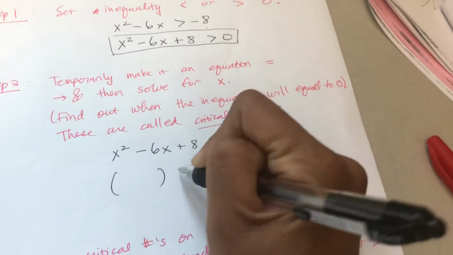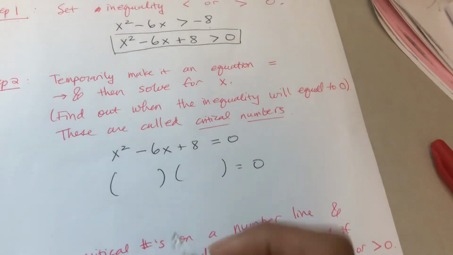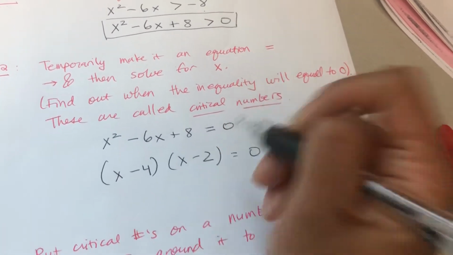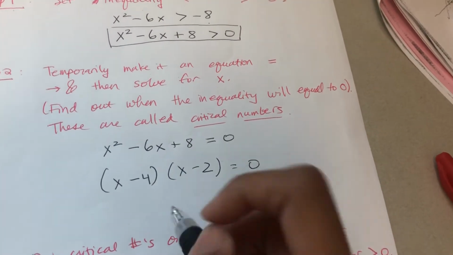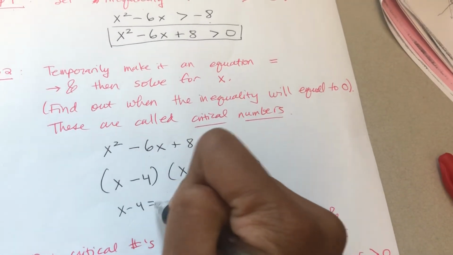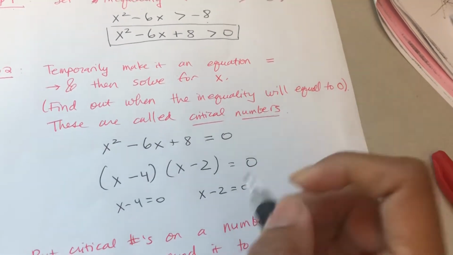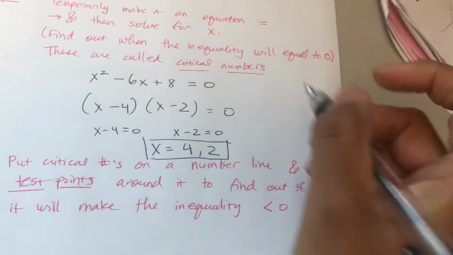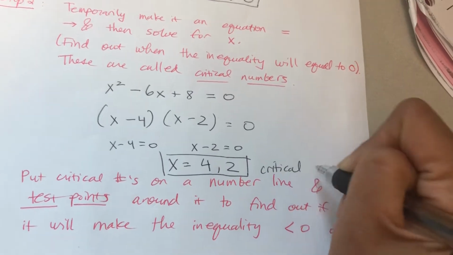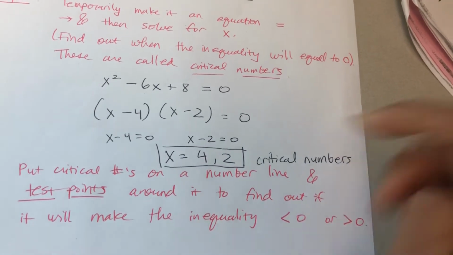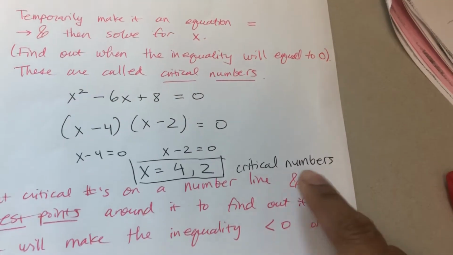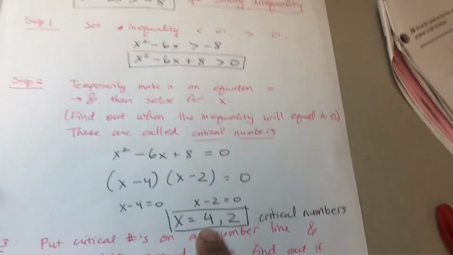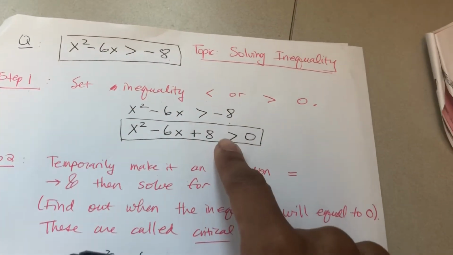So I'm going to factor this. Hopefully at this point you are pretty familiar with factoring. I get x minus 4 and x minus 2 is equal to 0. I use the zero product property, so x minus 4 is equal to 0 and x minus 2 is equal to 0, so therefore x is equal to 4 and 2. These are what we call critical numbers. If you get to calculus, you will also see the term critical numbers. Critical numbers are numbers that make the equation equal to 0. If I plug 4 and 2 in here, it will make this equal to 0.